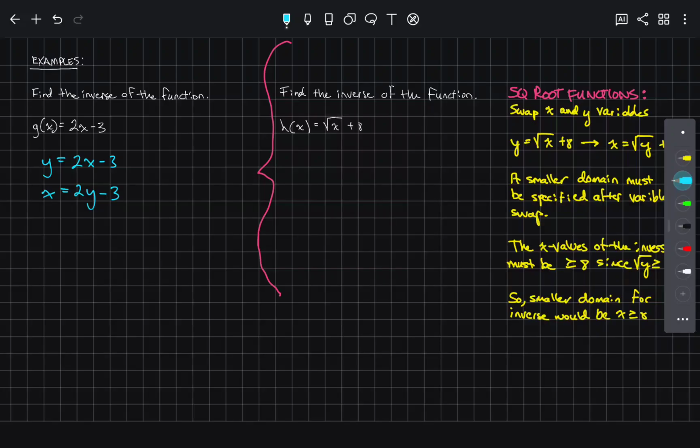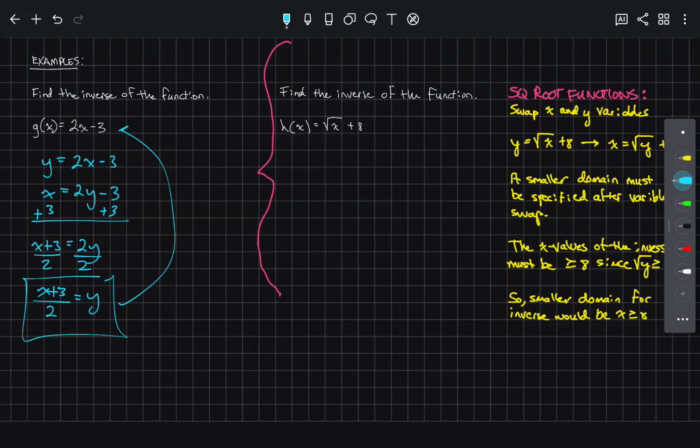Now we have to figure out what y equals. So get rid of the minus 3 by adding 3 to both sides. x plus 3 equals 2y. Now we divide both sides by 2 so I can isolate y. x plus 3 over 2 equals y. This is the inverse of this.